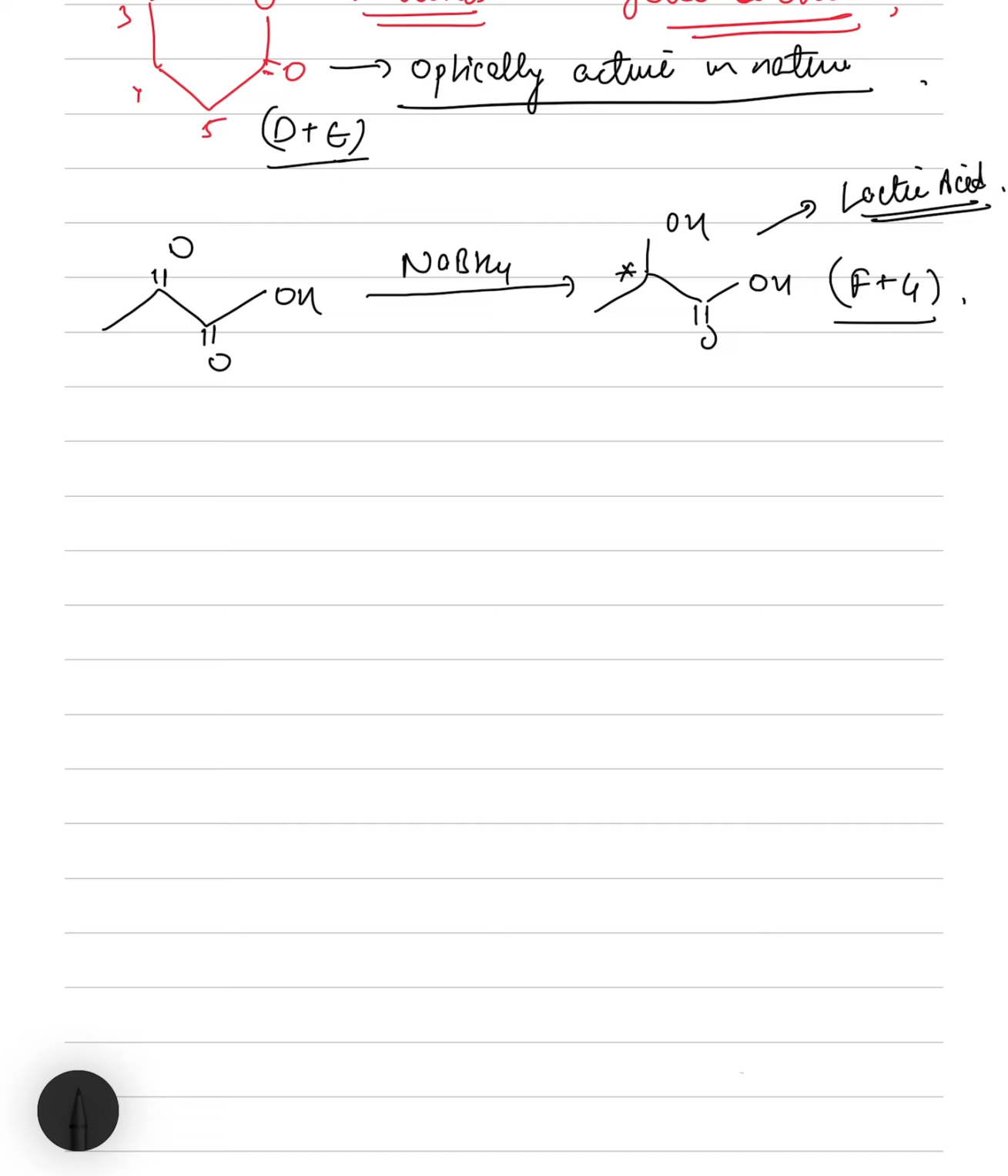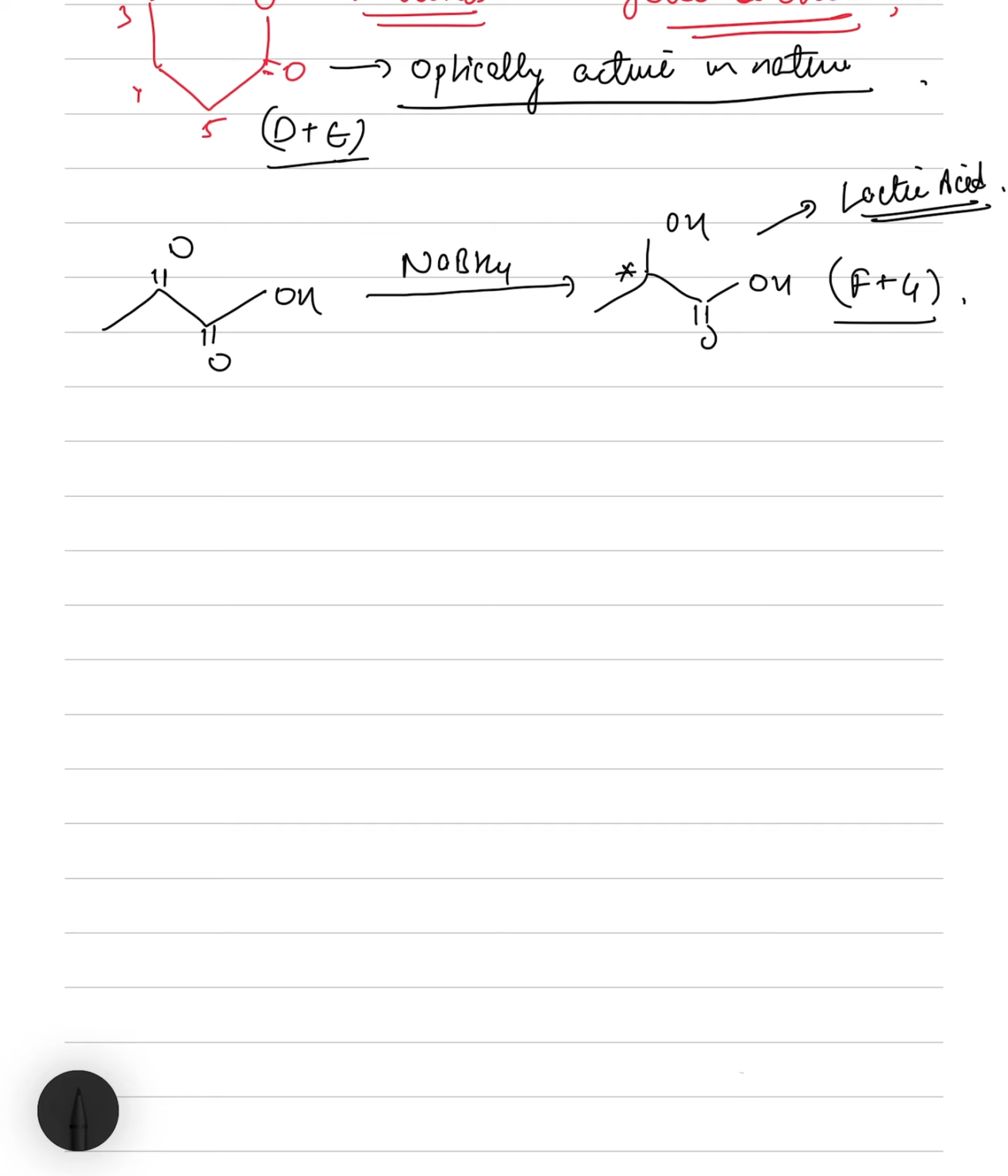And having a ring of 3 members will not be a safer option, or we can say it will be highly unstable in nature, correct? Because generally, if we talk about ring size stability, a 5-member ring or 6-member ring is highly stable in nature.